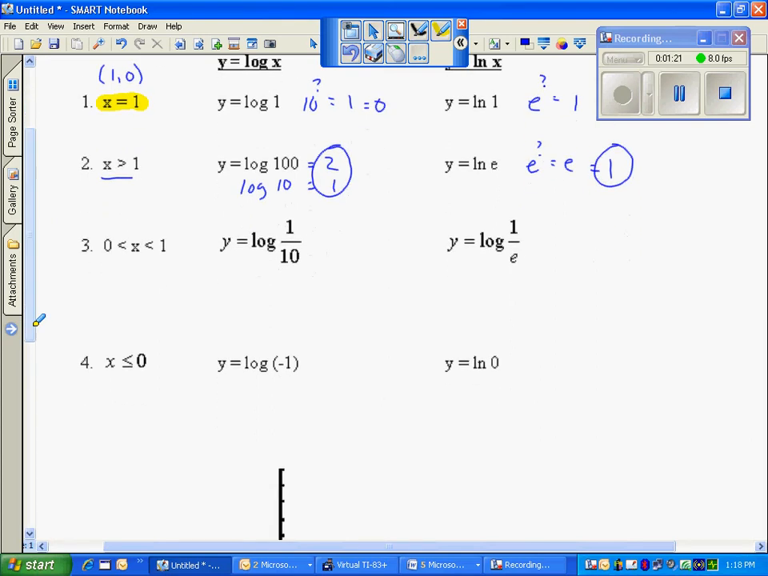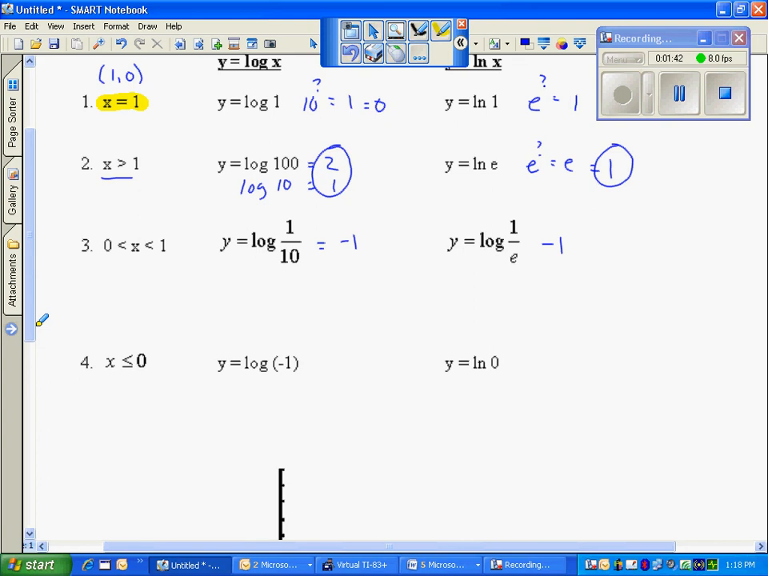What happens when x is between 0 and 1? So what happens when it's smaller than 1 but greater than 0? We chose strategically 1/10. 10 to what power is 1/10? -1, so I can flip that over. And here this would also be -1. e to the -1 is 1 over e.